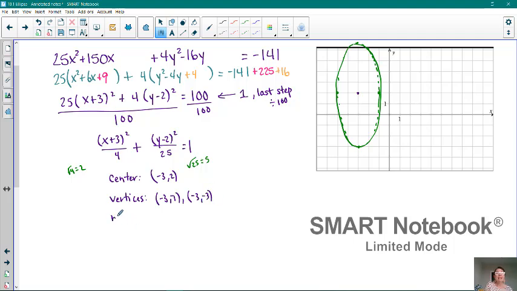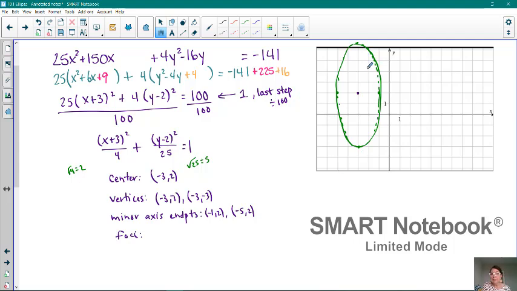For my minor axis endpoints, those are going to be my horizontal ones this time because they are shorter, they're smaller. And those are here and here. That's at negative 1, 2. And at, let's see, I was at negative 3 and I went to the left 2, so that must be negative 5, 2. Now for the foci.